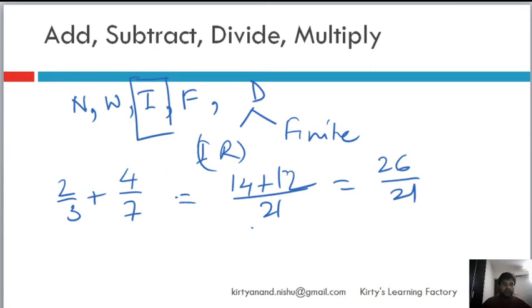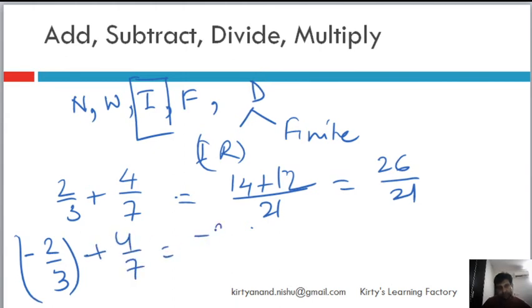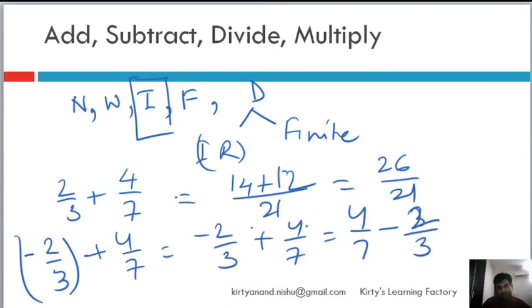Now let's do, let's say minus 2 by 3, and then I have to add a positive rational number to it. So minus 2 by 3 will be like that, and then it will be 4 by 7, and basically that will be 4 by 7 minus 2 by 3, and then you can complete it. So that is also simple.